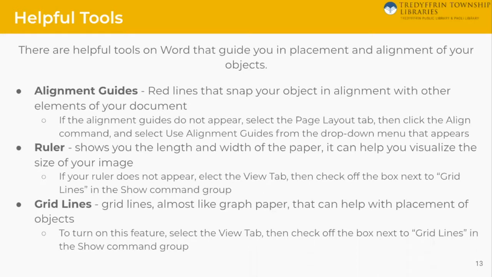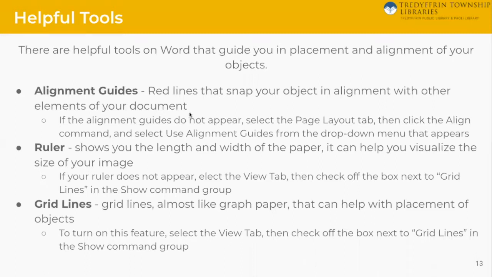It should automatically appear, but if it does not, the alignment guides can be found in the Page Layout tab, and then you click the Align command and select Use Alignment Guides from the drop-down menu that appears. And this is true for other Microsoft programs like PowerPoint, Excel, Outlook. And if you use Google's versions, so Google Documents, Google Slides, and Google Sheets, they have them as well. And I love the alignment guides, especially when I'm making PowerPoints such as this.